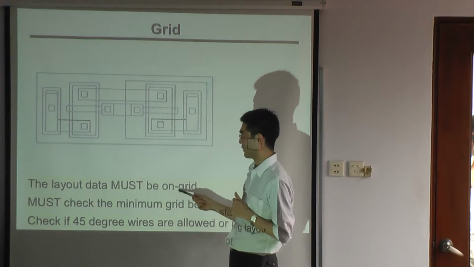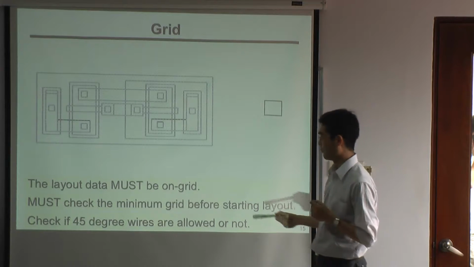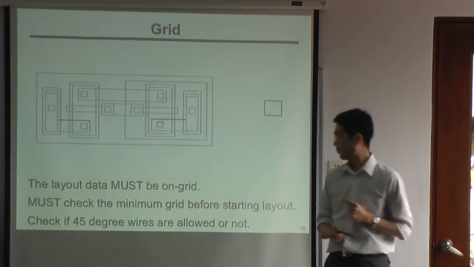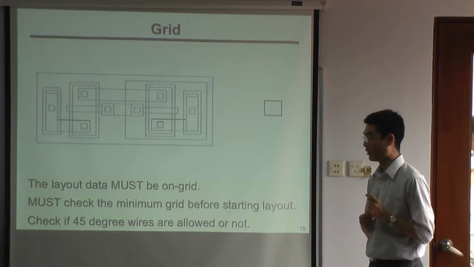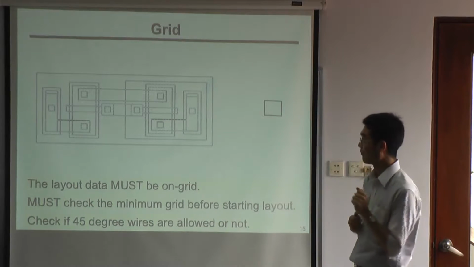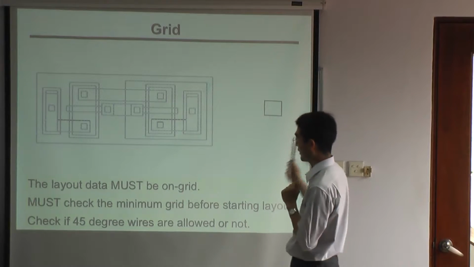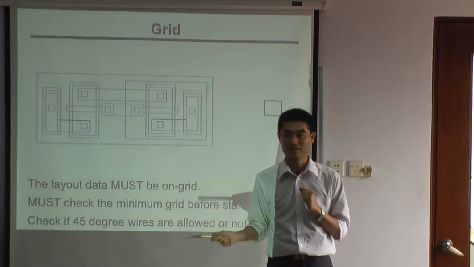All the layout rules must be followed, and you will check the minimum grid before starting your layout. Also check whether a 55 dB wire is allowed or not. And again and again, off-grid means you are dead.